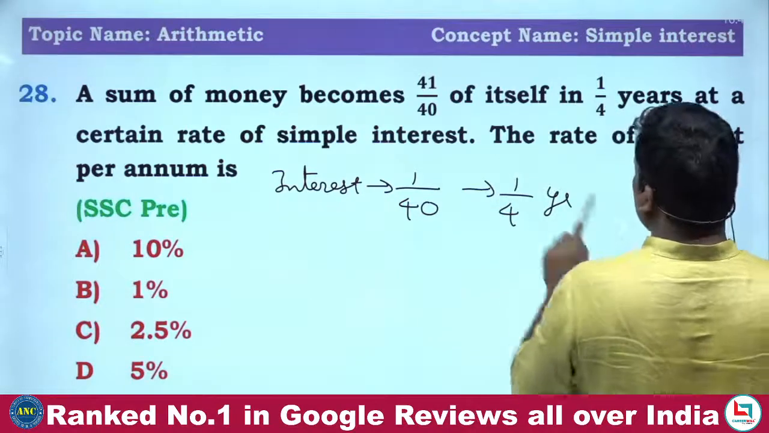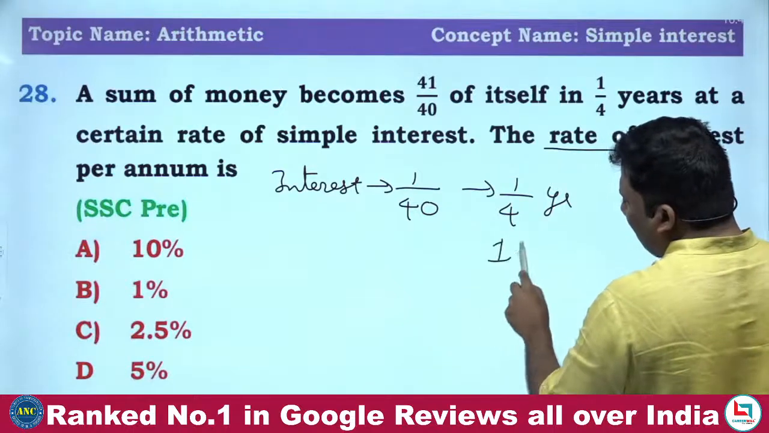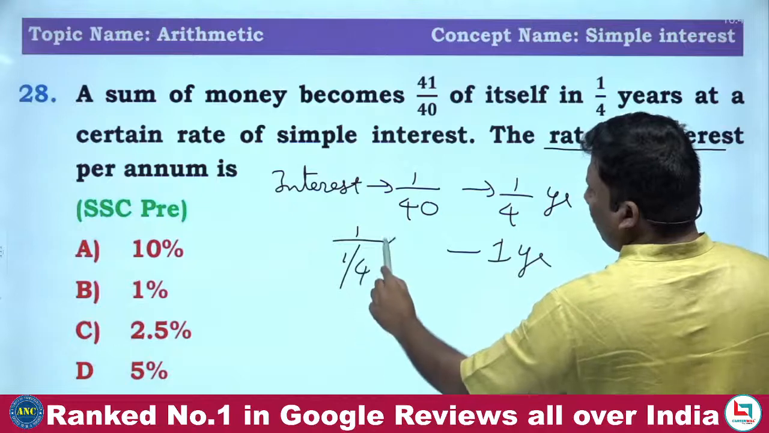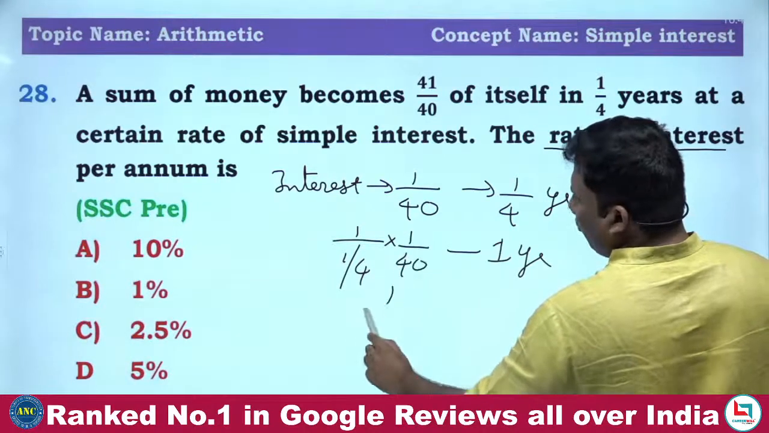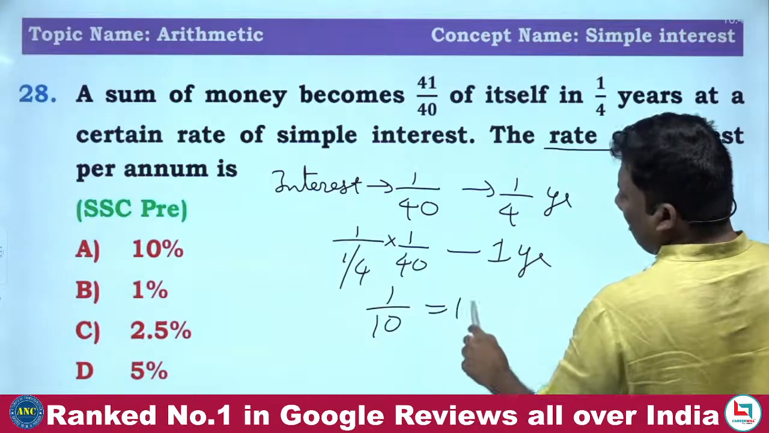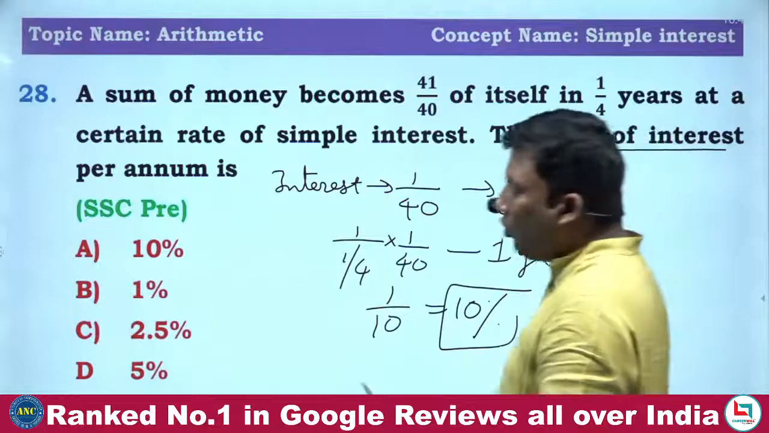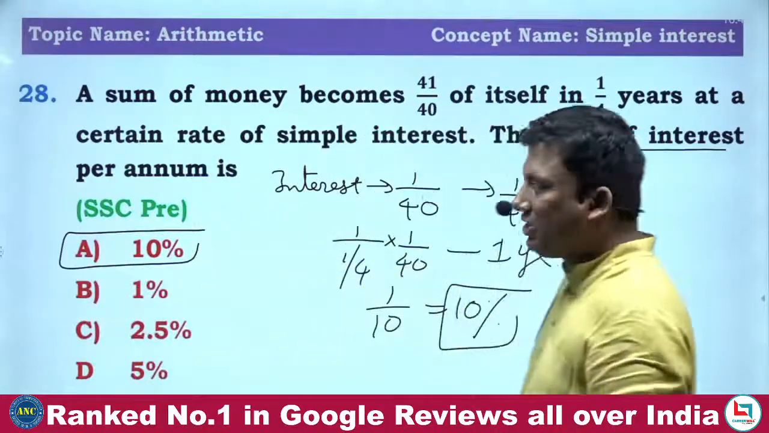But what is the question that he is asking? The rate of interest per annum. Annum is 1 year. So this will be 1 by 1 by 4 into 1 by 40, which is 1 by 10. 1 by 10 is 10 percentage. Very, very easy question. Most of the questions we are discussing are previous year exam types.